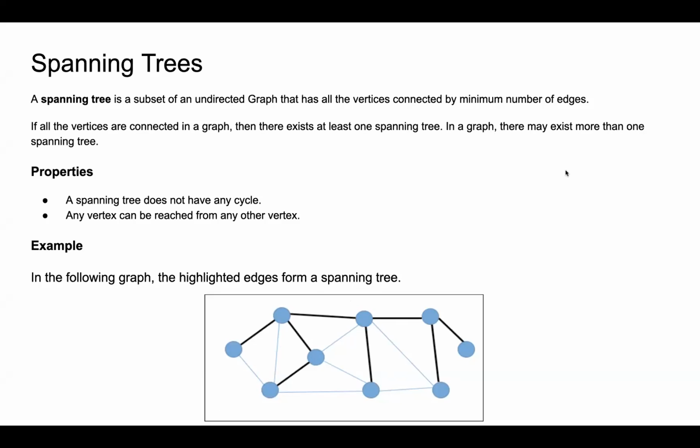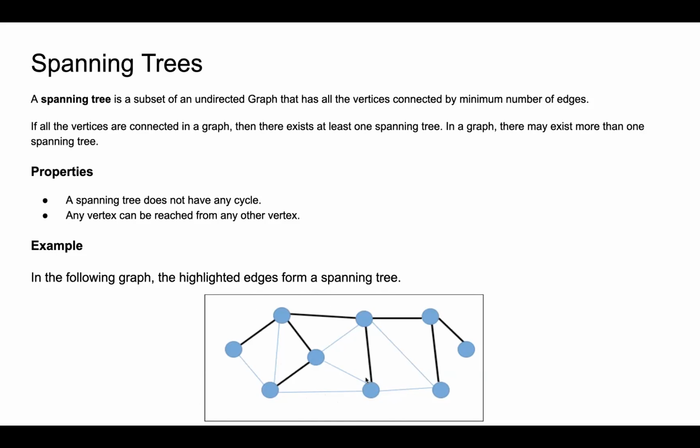In a graph there may exist more than one spanning tree. It says that at least one spanning tree is there, but it can have more than one spanning tree. It may have more than one spanning tree, but it will have at least one. Then the properties: a spanning tree does not have any cycle. If there is a cycle in the graph, then it is not a spanning tree.